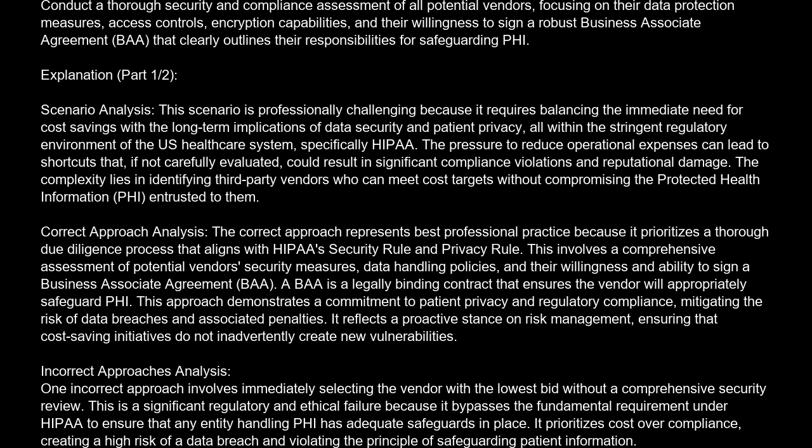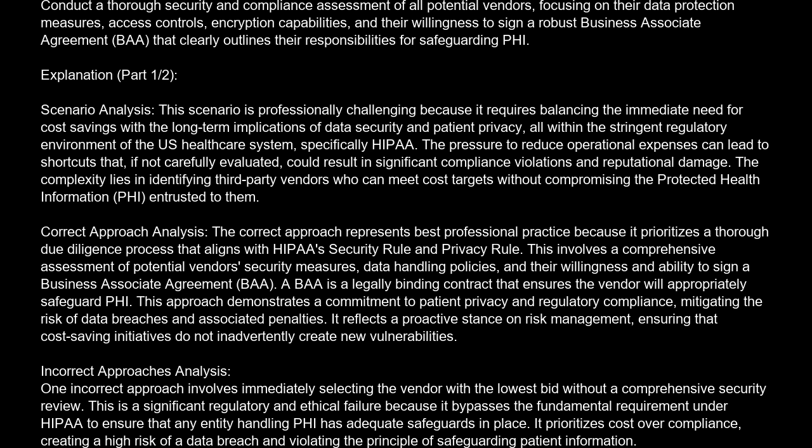The correct approach represents best professional practice because it prioritizes a thorough due diligence process that aligns with the HIPAA security rule and privacy rule. This involves a comprehensive assessment of potential vendors' security measures, data handling policies, and their willingness and ability to sign a business associate agreement (BAA). A BAA is a legally binding contract that ensures the vendor will appropriately safeguard PHI. This approach demonstrates a commitment to patient privacy and regulatory compliance, mitigating the risk of data breaches and associated penalties. It reflects a proactive stance on risk management, ensuring that cost-saving initiatives do not inadvertently create new vulnerabilities.